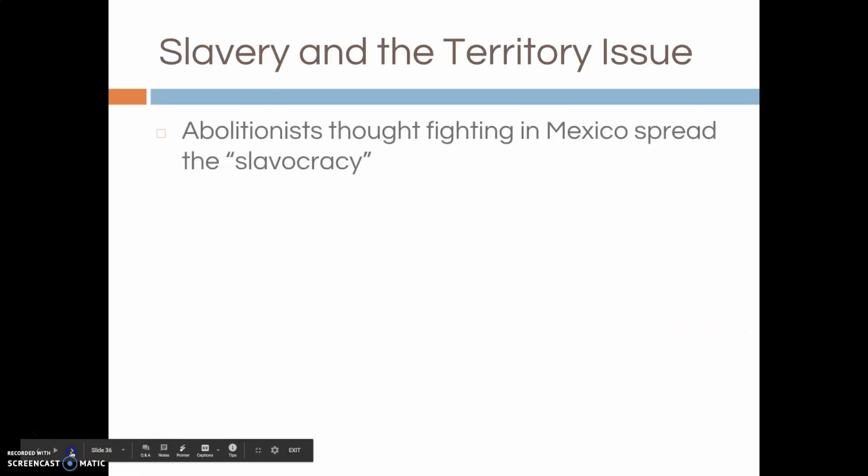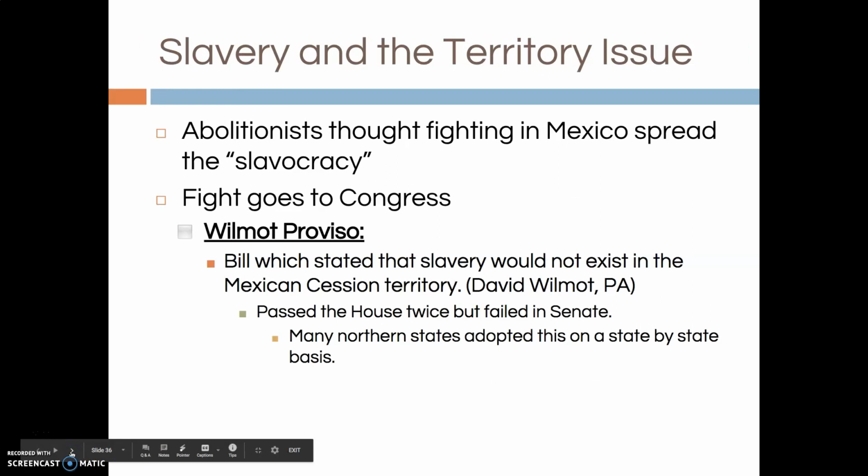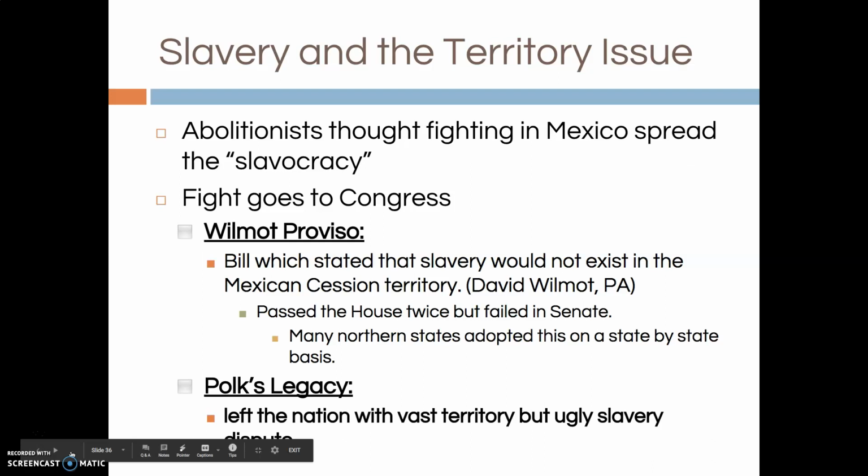All right, I only have 1 minute before the end of this. Abolitionists thought that the Mexican War was spreading a slaveocracy. You really need to know the Wilmot Proviso. It did not pass. It did not become law, but it was the first time that a Northerner, a Pennsylvanian, wanted to ban slavery in the Mexican Cession, which doesn't happen, but it proves that there's now a stark dividing line between the North and the South. Polk leaves a nation with a huge amount of territory, but a really ugly slavery dispute that will only be solved by the Civil War.